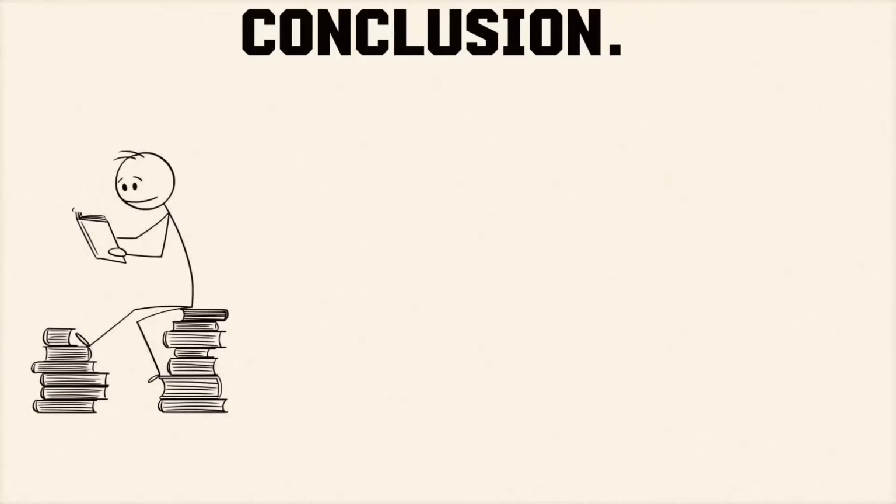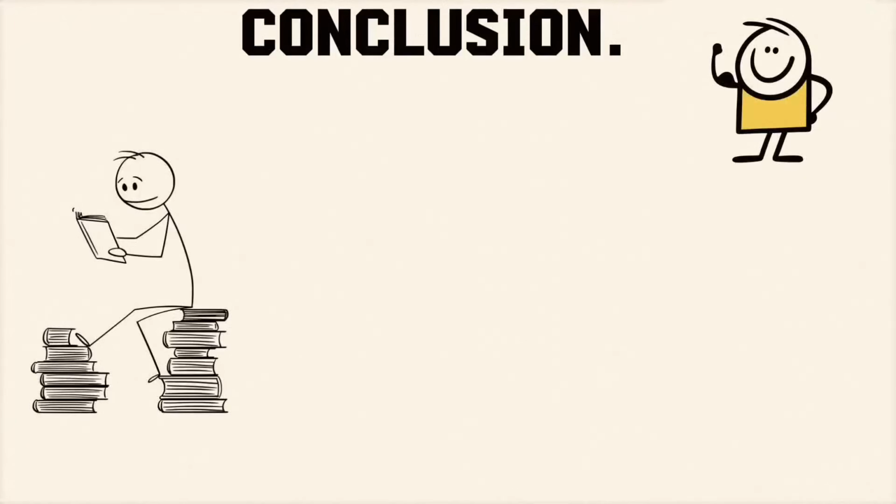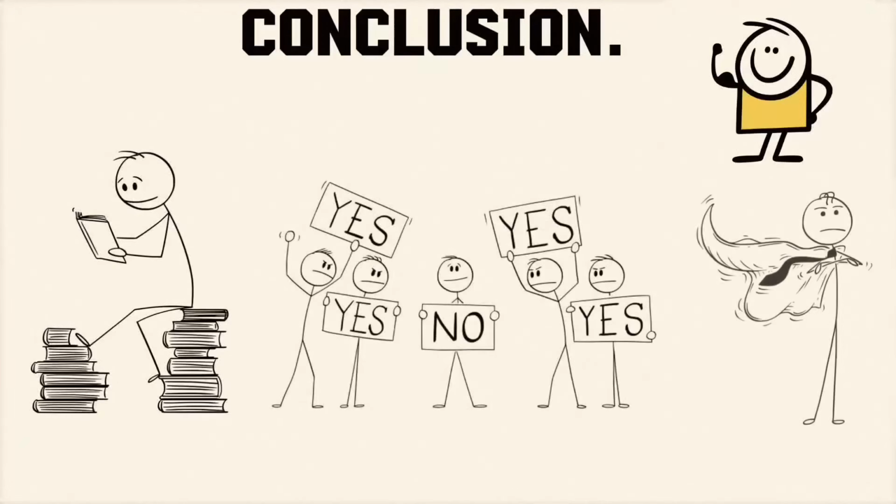Conclusion. So the Constitution is not just a book. It's the foundation of our democracy, the protector of our rights, and the voice of the people. It was written with sacrifice, struggle, and vision. And it continues to shape the India we live in today.